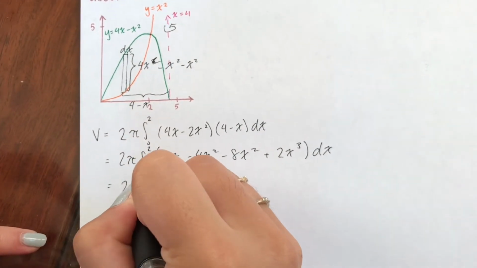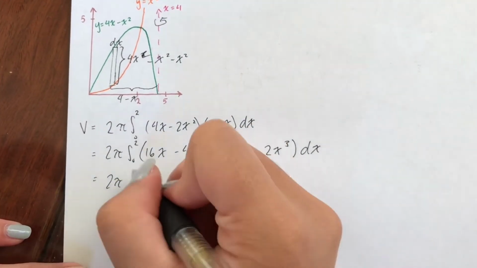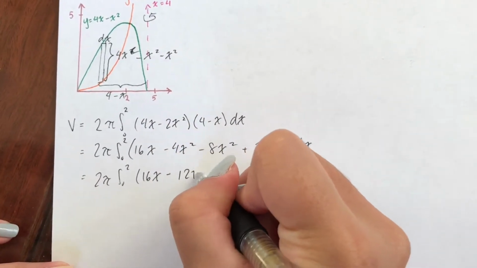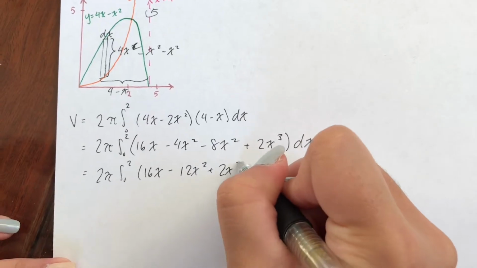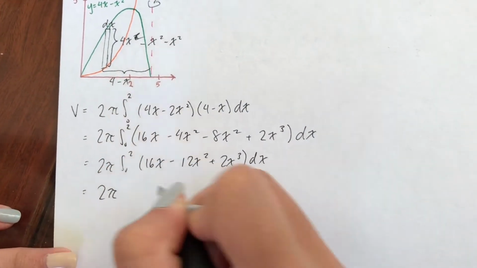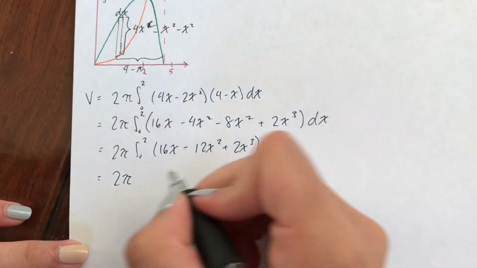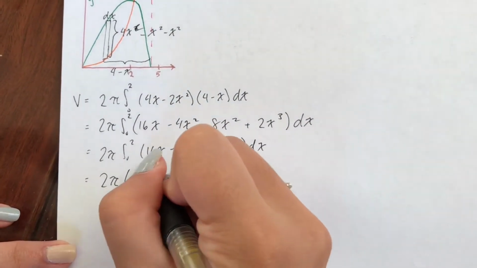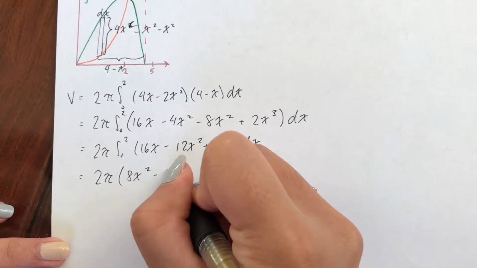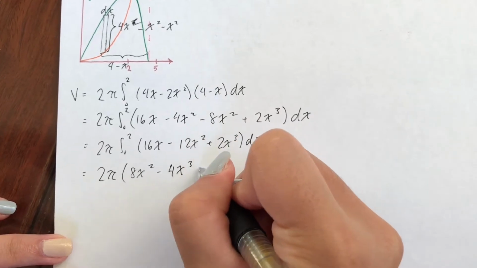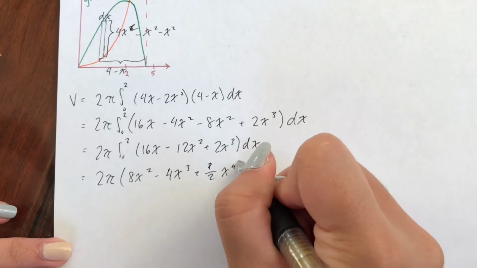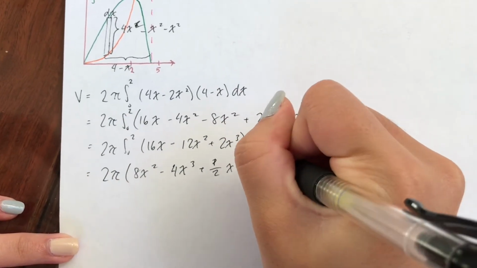And then combine like terms. So you would get 16x minus 12x squared plus 2x cubed. And now you start integrating. So this would turn into 8x squared, and then this will turn into 4x cubed plus 1/2 x to the 4th, from 0 to 2.